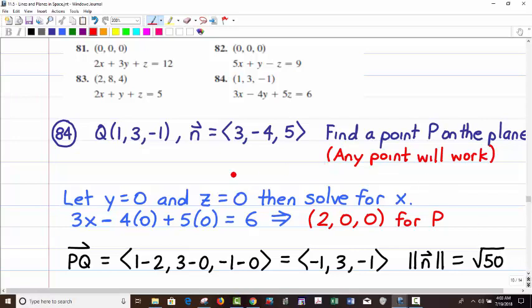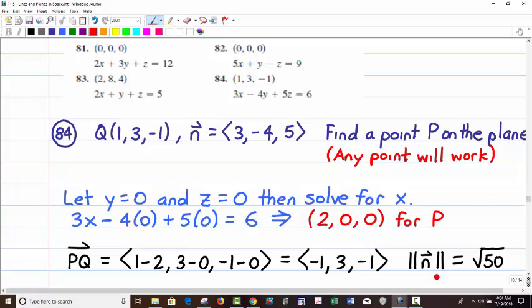So let's get the PQ vector. Even though I said either order didn't matter, and I still stand by that, I'm still going to make sure I do it as the PQ vector, so it'll be Q minus P. 1 minus 2 will be negative 1. 3 minus 0 will be 3. Negative 1 minus 0 would be negative 1. So that's your PQ vector.